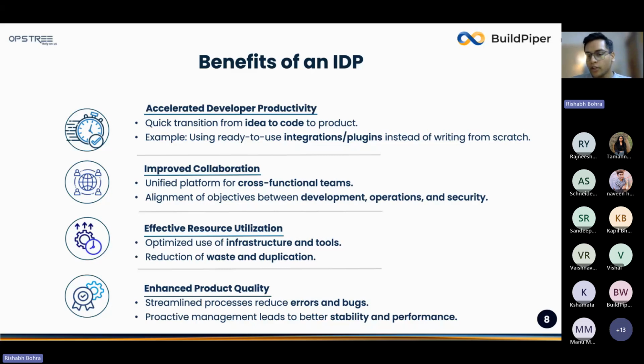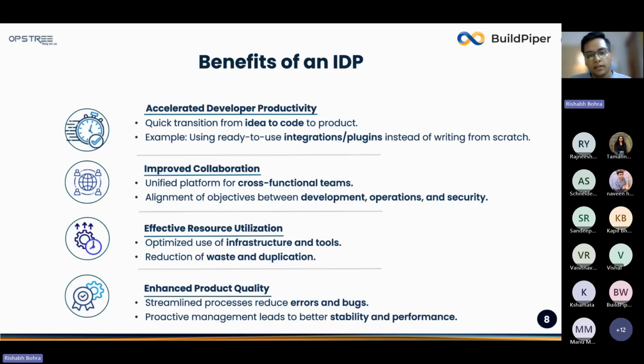And then there is the alignment of objectives between development, operations, and security, because they will have everything in front of them. They don't need any special access to different environments or different tools just to get an idea about the practices implemented by a different team, from the development side, operations side, and security side. They can simply log in to the IDP and see what has been configured, what is missing, and what needs to be integrated as part of the next steps.